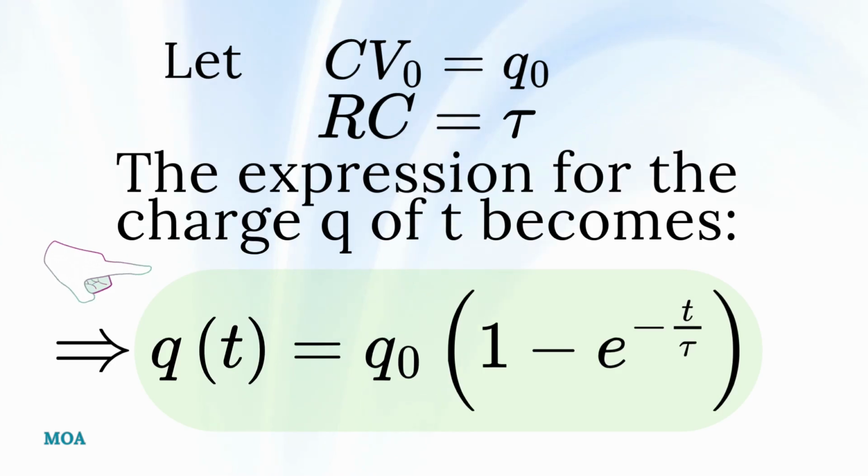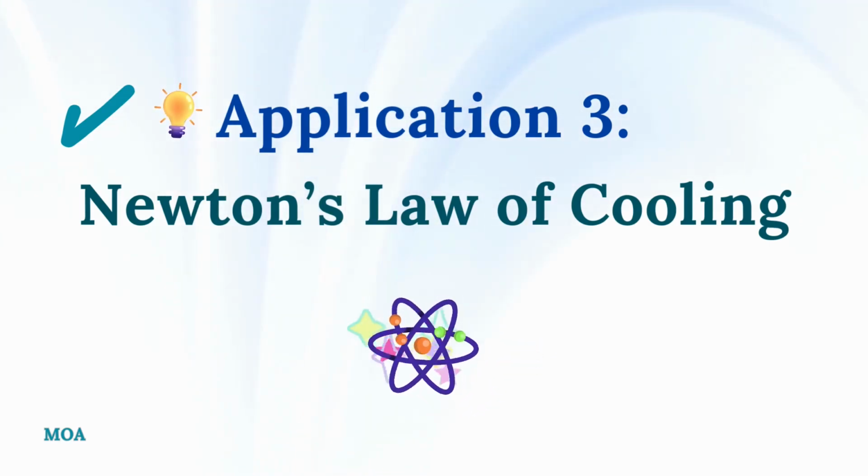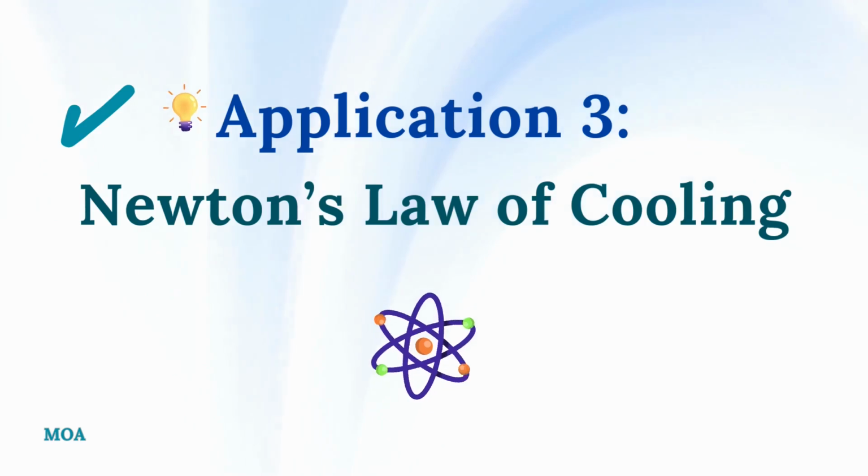Let C times V sub 0 equal Q sub 0, and let R times C equal tau, the time constant of the circuit. Then the expression for the charge Q of t becomes Q sub 0 times the quantity 1 minus e raised to the power of minus t over tau. Note that Q of t increases with respect to time t, and as t tends to infinity, Q of t approaches Q sub 0.